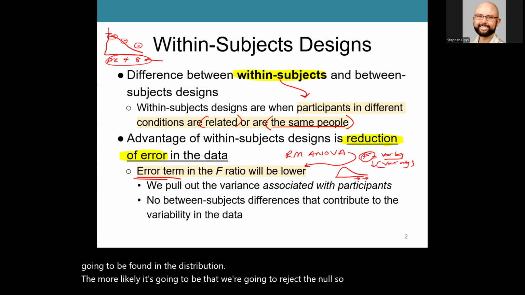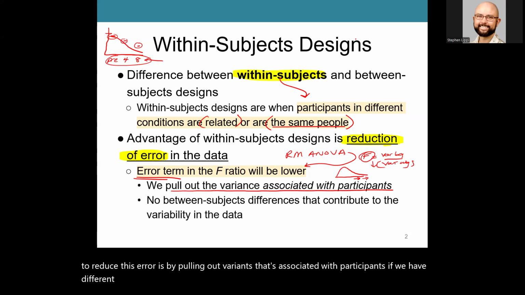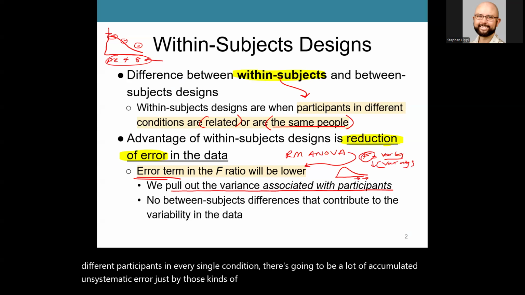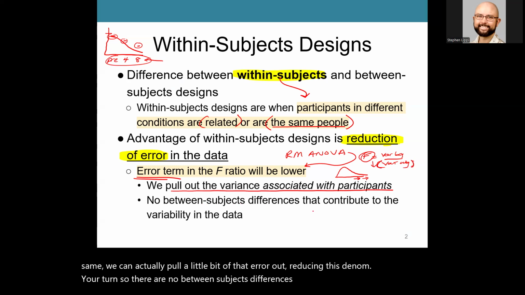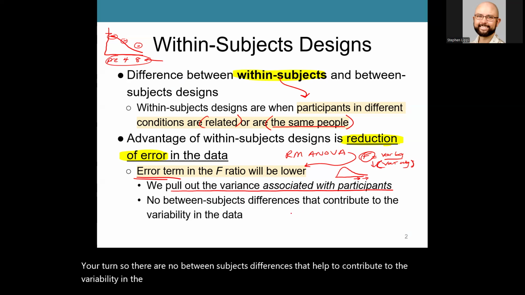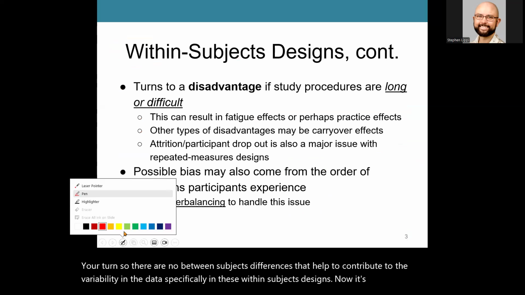So the way that we're able to reduce this error is by pulling out variance that's associated with participants. If we have different participants in every single condition, there's going to be a lot of accumulated unsystematic error just by those kinds of individual characteristics. But if everyone's the exact same, we can actually pull a little bit of that error out, reducing this denominator term. So there are no between subjects differences that help to contribute to the variability in the data, specifically in these within subjects designs. Now, it's not all positive, right?